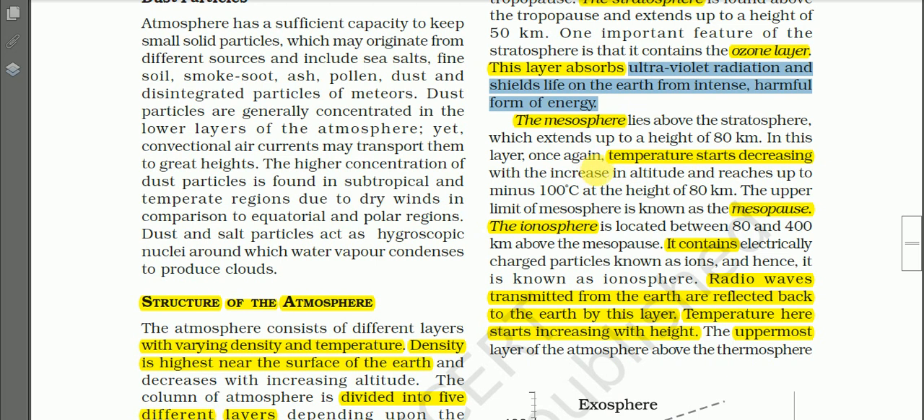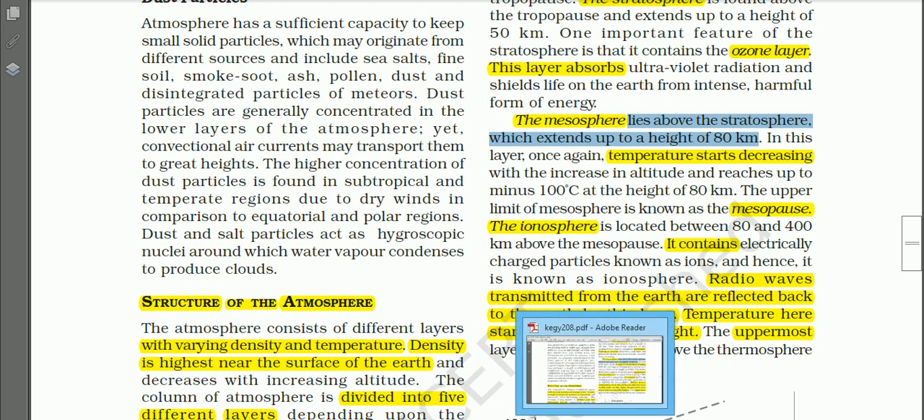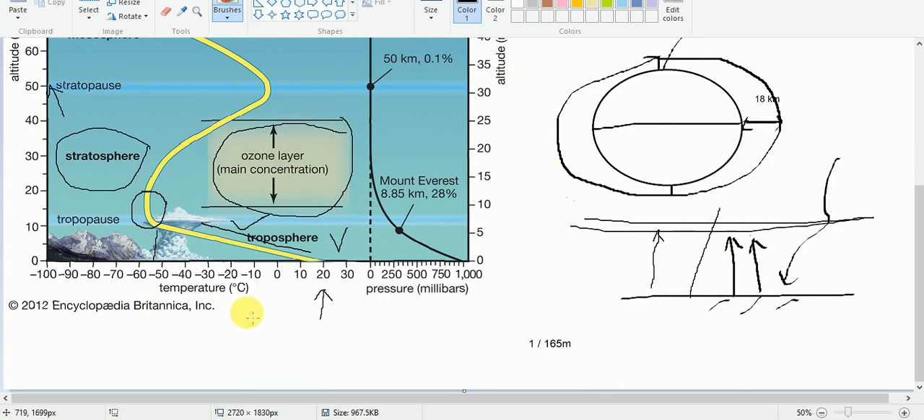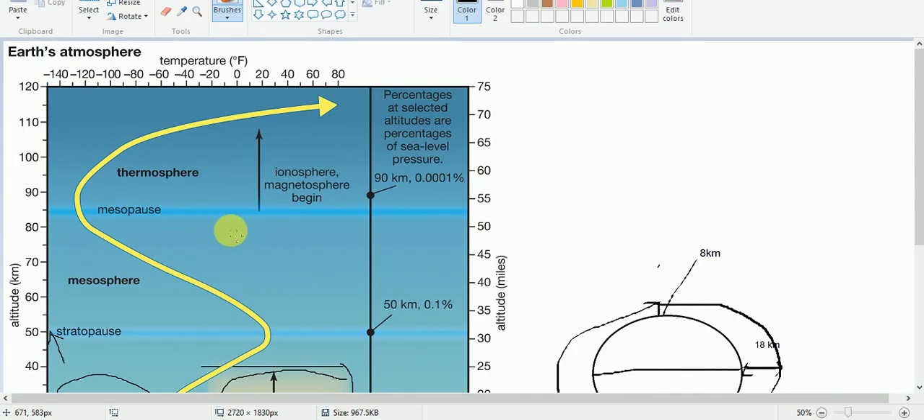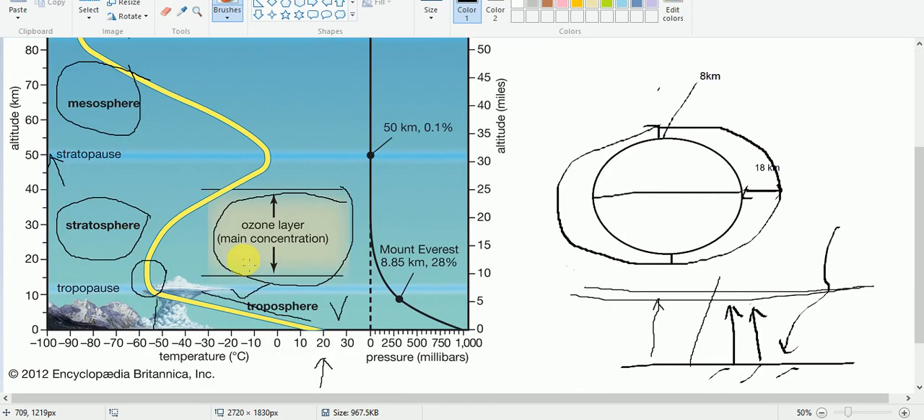And next we have another layer, that is the Mesosphere. Mesosphere lies above the stratosphere, which extends up to a height of 80 kilometers, as you can see here. Here we have this Mesosphere. And remember, in the stratosphere, temperature increases with increasing height. This is due to the presence of ozone.